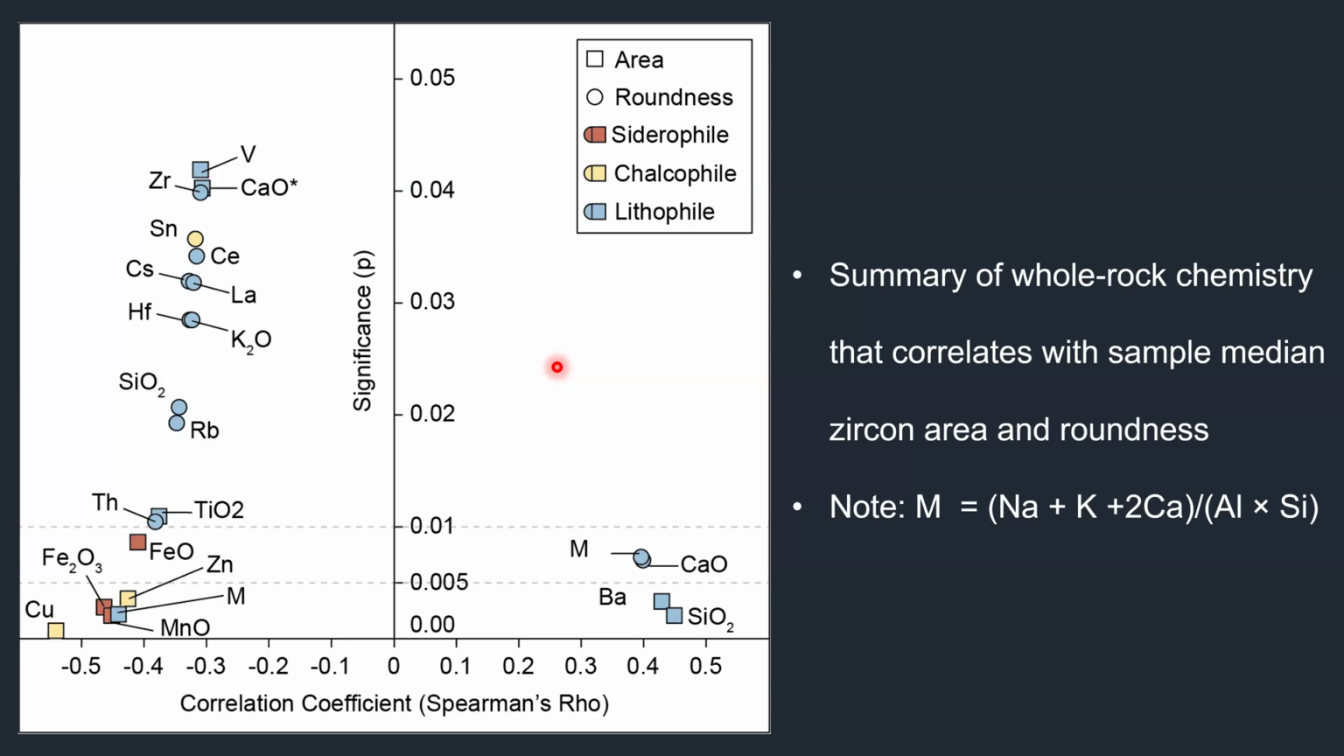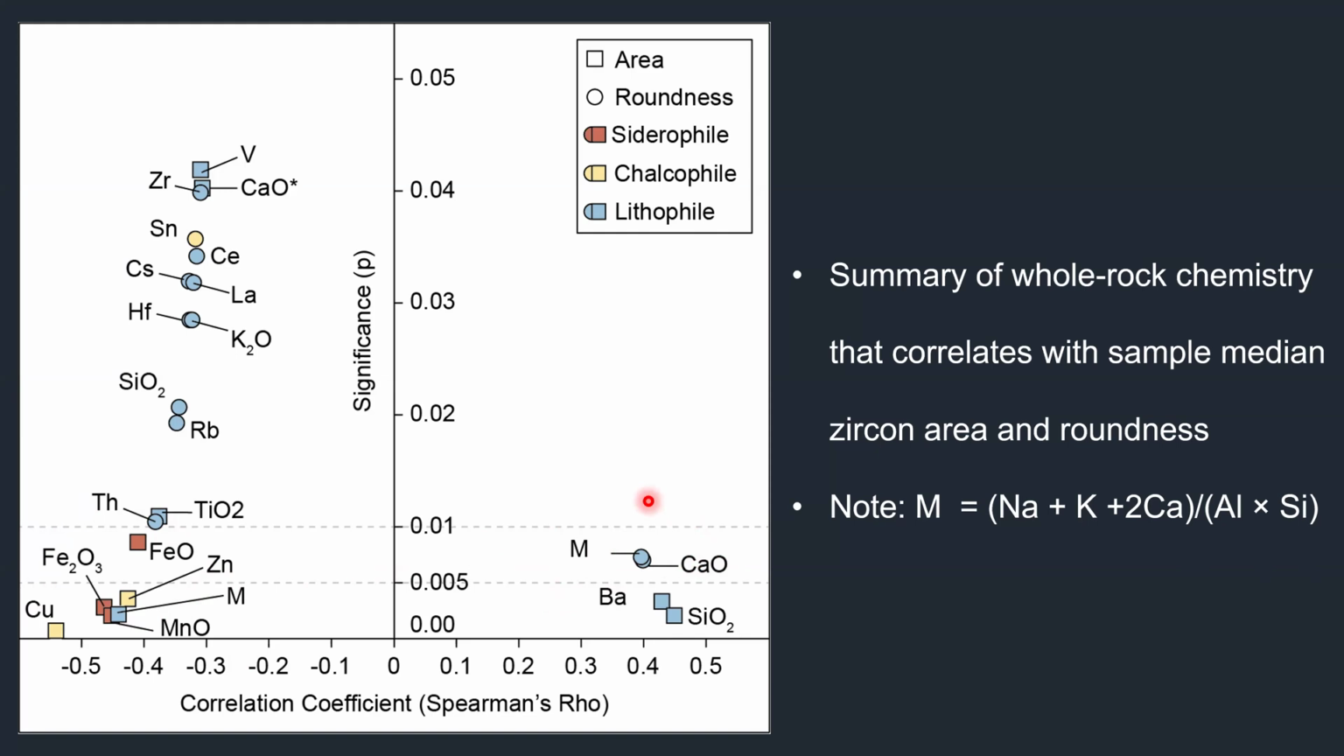And what we'll see is that area is tracking, of course, with silica, so the more felsic, a very high level description based on silica, the more felsic the rock, even larger the zircon area, and it negatively correlates with elements we expect to show up more mafic. Roundness, however, tracks with the solubility of the zircon. Here I'm showing M, because the M is a cation ratio, as well as calcium, which feeds into that ratio.